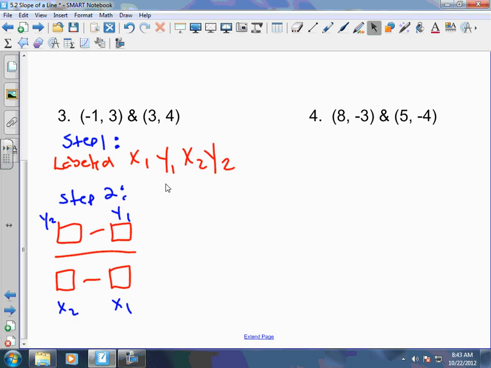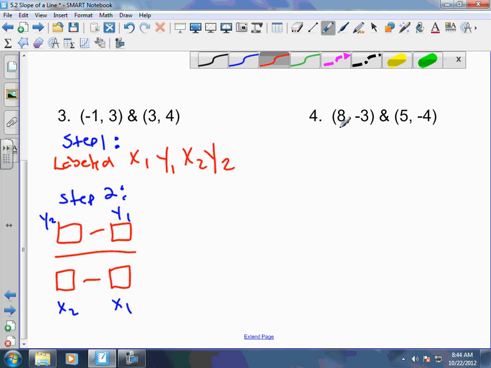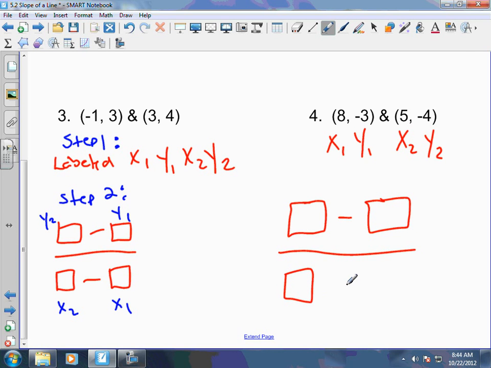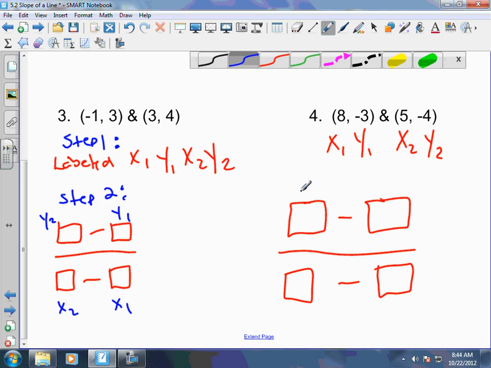Okay? That's all I'm doing. I'm labeling x1, y1, x2, y2. I'm making my boxes, and I'm filling in y2 here, y1 here, x2 here, x1 here. So, first thing I do is label x1, y1, x2, y2, box minus box over box minus box.